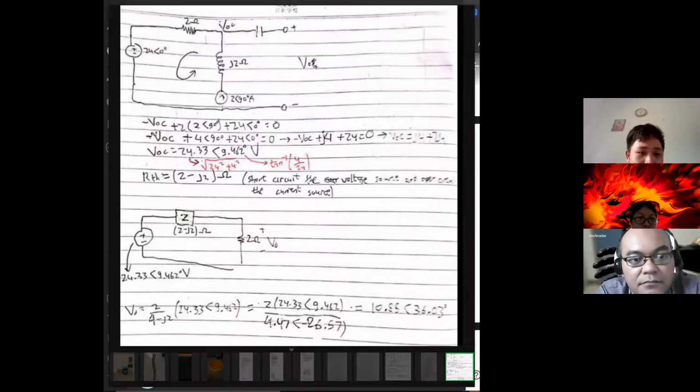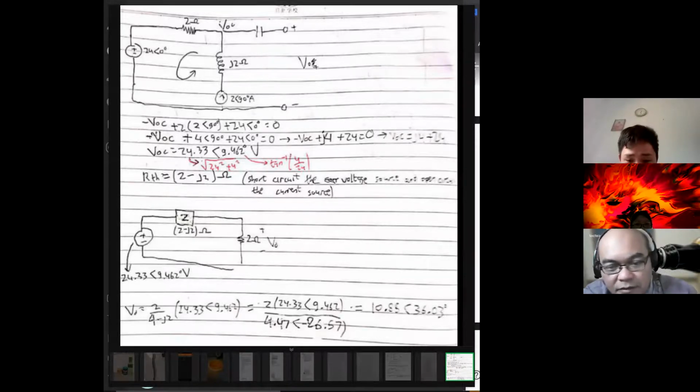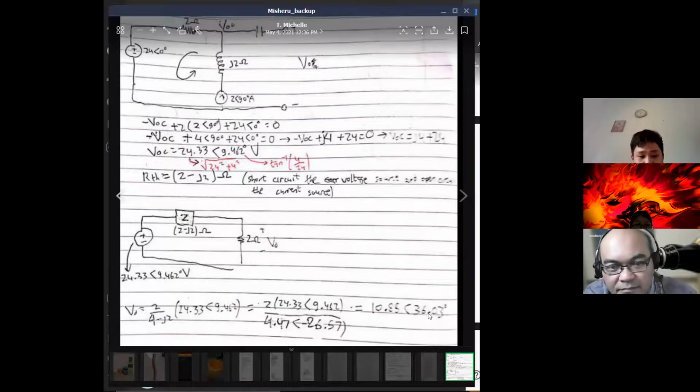And then we calculate the Thevenin resistance by short circuiting the voltage source and open circuiting the current source. And then we will get the Thevenin resistance equal to this one. And then we make the Thevenin equivalent circuit as shown in this figure. And then we find V0 by using the voltage divider, 2 over 4 minus j2 times the Thevenin voltage. And then we will get the answer, 10.88 with a degree of 36.03 degree.